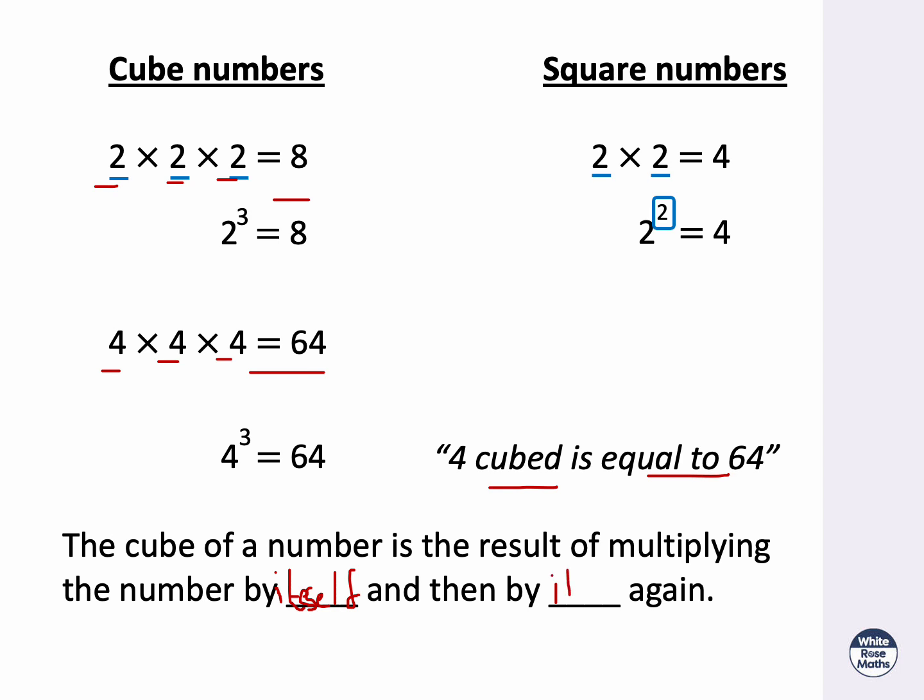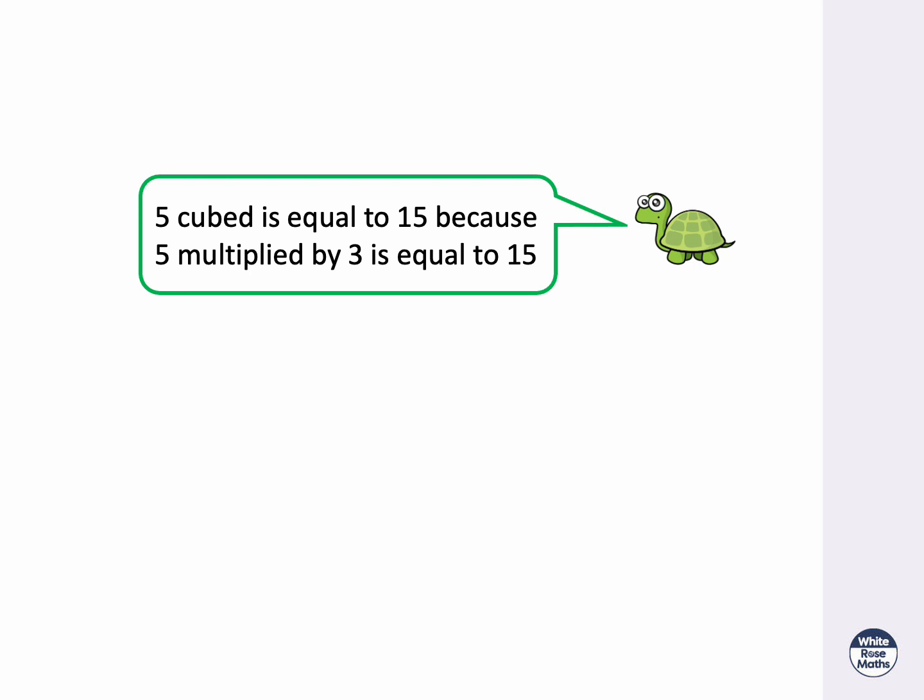Okay, so you are timesing it 3 times, for that, itself and itself. The next part, 5 cubed is equal to 15, because 5 multiplied by 3 is 15. So pause, guys, have a think, is this true or false, and then come back here and let me know.